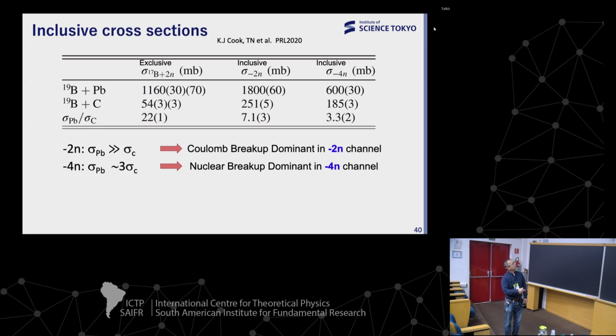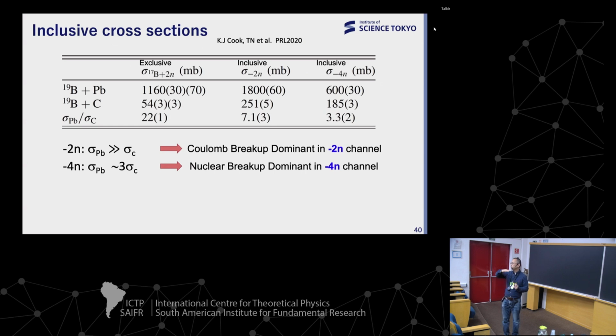Okay, and if you even measure 2 neutrons in coincidence, this is exclusive, we call it, and then the cross section is a bit smaller, but the ratio of lead to carbon becomes 22 times. Okay, we also saw 4 neutron removal cross sections, inclusive, meaning we didn't impose a condition of neutron detections. Then we got 600 millibarns for the lead target, 485 millibarns for the carbon target, and the ratio becomes even smaller, 3.3. And 3.3 is like a nominal value even for stable nuclei.